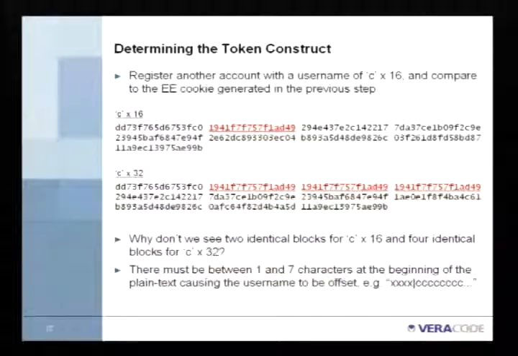The guess here, the theory at this point, is that maybe the boundary where the username starts in the plaintext is not exactly on a block boundary. So maybe the username starts like here, and it goes from here to here, and it doesn't perfectly align with the block boundaries. And you can see there must be between 1 and 7 characters at the beginning of the plaintext, causing that username to be offset. So we want to figure out what that offset is.